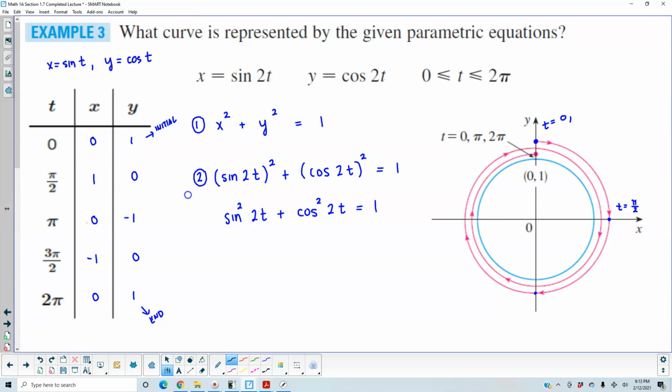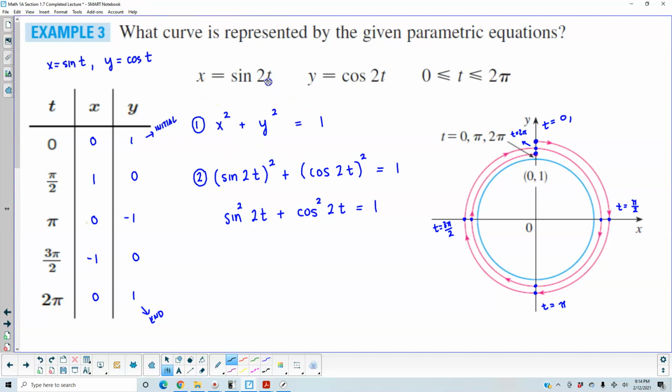And then we have 0, negative 1, where t is equal to pi. And then we have negative 1, 0, and that is where t is equal to 3 pi over 2. And then we have 0, 1 again, which starts here, and that is when t is equal to 2 pi. And then we're going to keep going because of the fact that we have this 2. So again, we go here again, 1, 0, 0, negative 1, negative 1, 0, and then 0, 1.